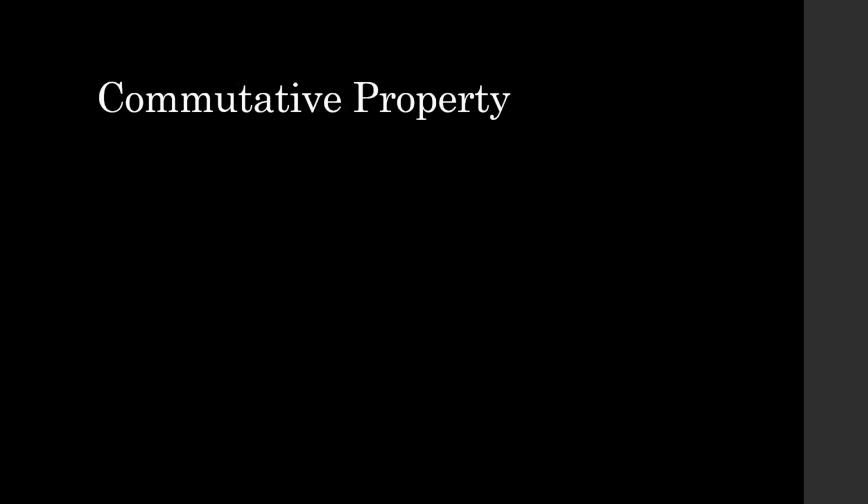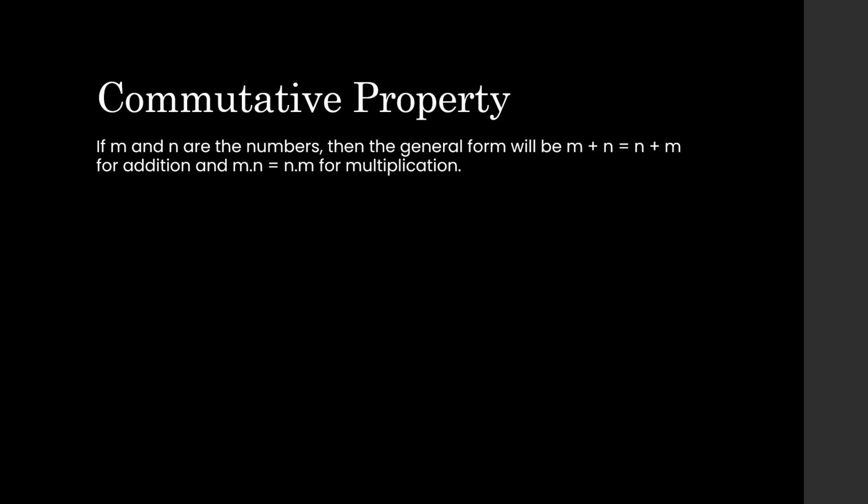Let us discuss what the commutative property is. Let us consider there are two numbers m and n. The commutative property says that if I add m plus n and if I add n plus m, I will get the same result. Also, if I multiply m into n or if I multiply n into m, I will get the same result. For example, if I add 9 plus 3 or 3 plus 9, the result will be the same. 9 plus 3 is 12, 3 plus 9 is also 12. Similarly, 2 plus 5 is 7, 5 plus 2 is 7.